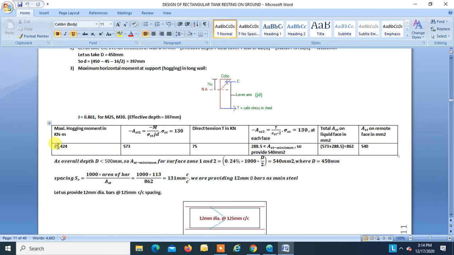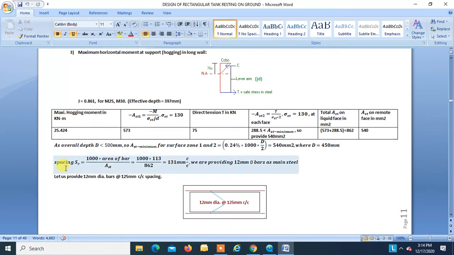Once we know this moment, this is the formula for finding the steel. It's simple: T into lever arm is equal to moment, and T is equal to sigma st into Ast. So Ast will be equal to M divided by sigma st into jd. This lever arm is jd. J is equal to 0.861 for M25, M30. d is equal to 397. So Ast we get 573. Now this is hogging moment, so we know that the tension is going to be on the liquid face, so the steel has to be provided on the liquid face.